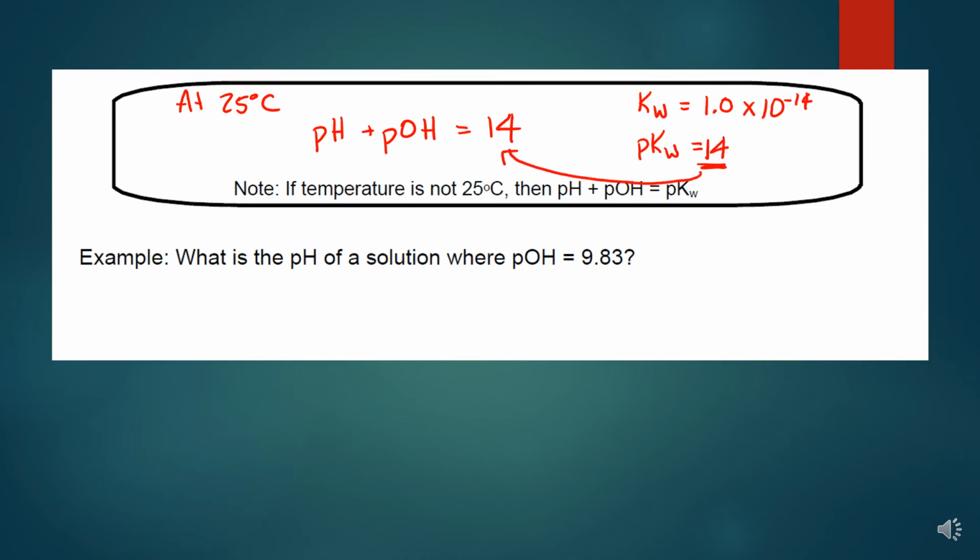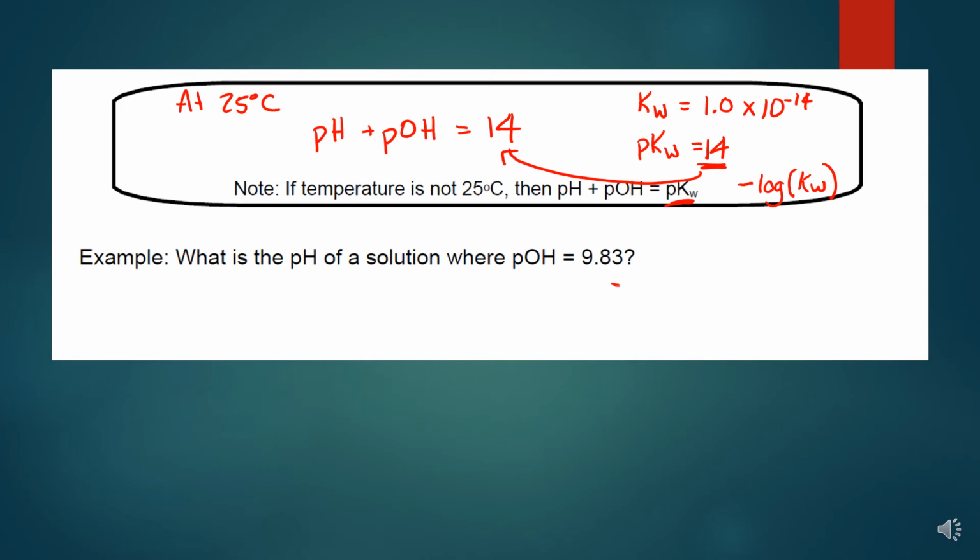So if the temperature in one of your problems is not 25 degrees Celsius, then pH plus pOH will be equal to whatever pKw was. So you can take the negative log of Kw to find out what that number is.